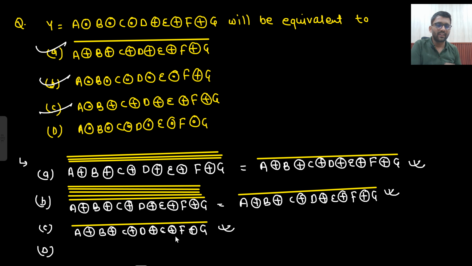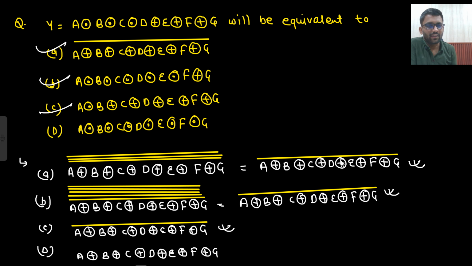In D, how many dots are there? 1, 2, 3, 4, 5, 6. 6 dots are there. That means I will take 6 bar. And if I am taking 6 bar, that means this will be equivalent to A XOR B XOR C XOR D XOR E XOR F XOR G, because 6 bar cancel each other: 2 cancel each other, 2 cancel each other, 2 cancel each other. So this is coming out to be this, but this is the bar of that. So if there is bar of that, both are different things. So that is our correct answer, A, B and C.